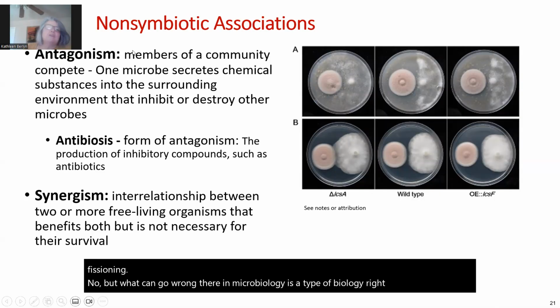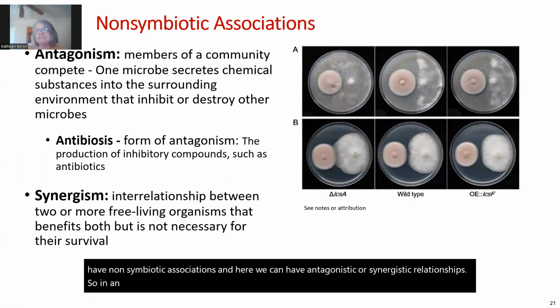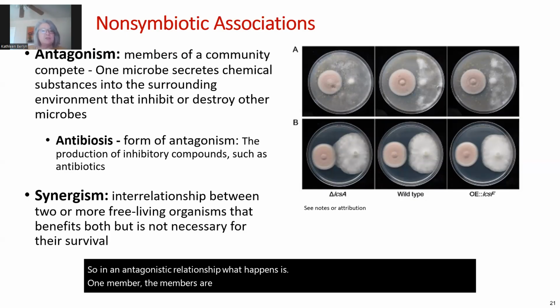So we can also have non-symbiotic associations. And here we can have antagonistic or synergistic relationships. So in an antagonistic relationship, the members are competing for nutrients and things like that. And one member will secrete a substance, often an antibiotic, that will then prevent the growth of that other organism.